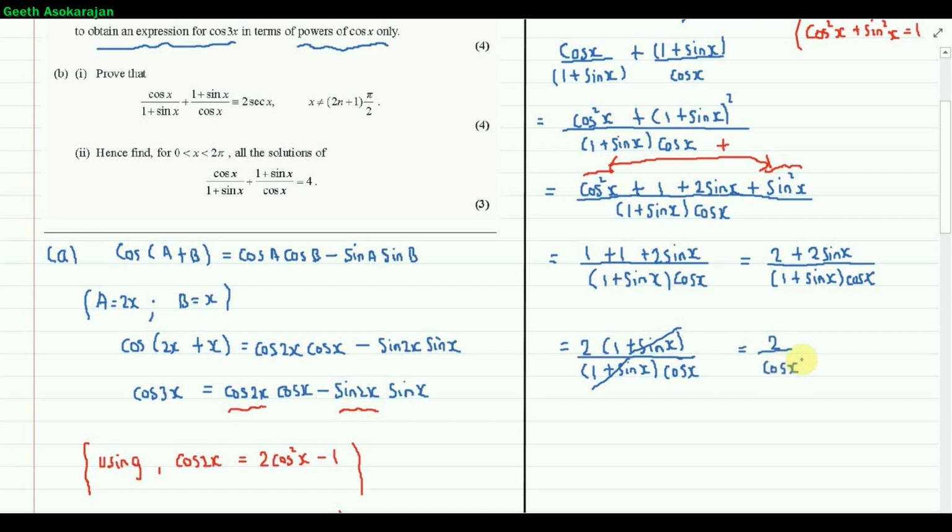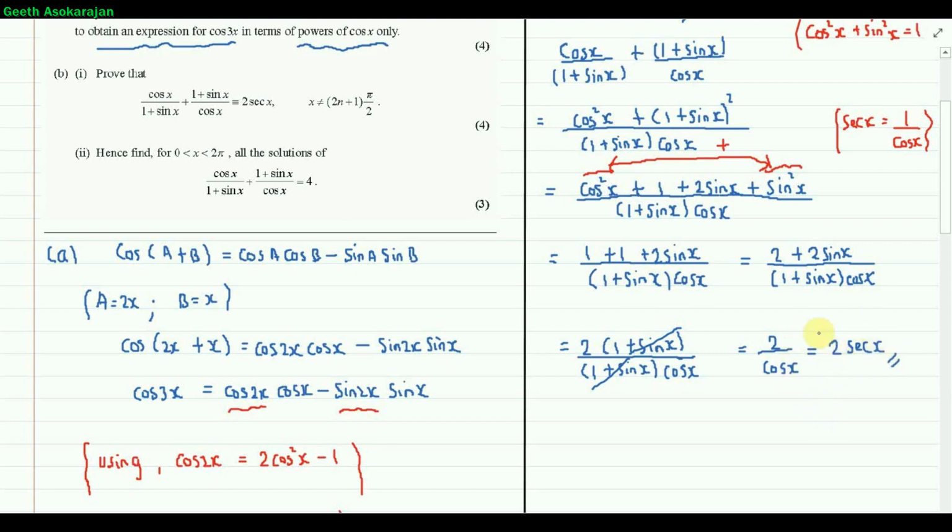And remember, the reciprocal of cos is sec, so don't forget this. So sec x is the reciprocal of cos, so 1 over cos x gives us sec x. So bearing in mind that we're going to have a 2, 1 over cos is sec, so 2 sec x.